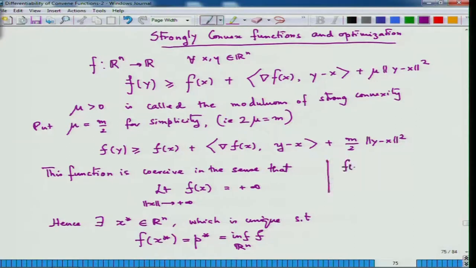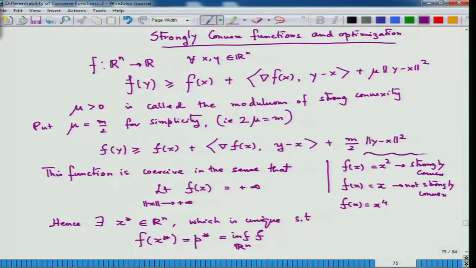For example, f of x equal to x square is strongly convex. f of x equal to x is not strongly convex. f of x equal to x to the power 4, where x is in R, of course, in this particular case my x is in R. So, x to the power 4 is strictly convex, but not strongly convex. So, here you see the differences.